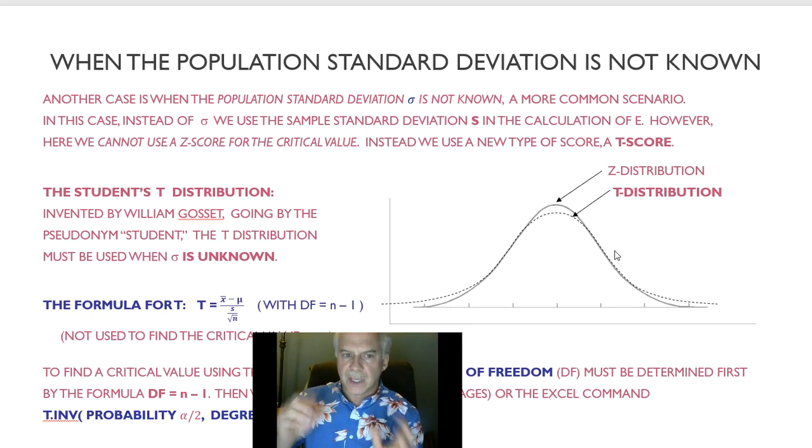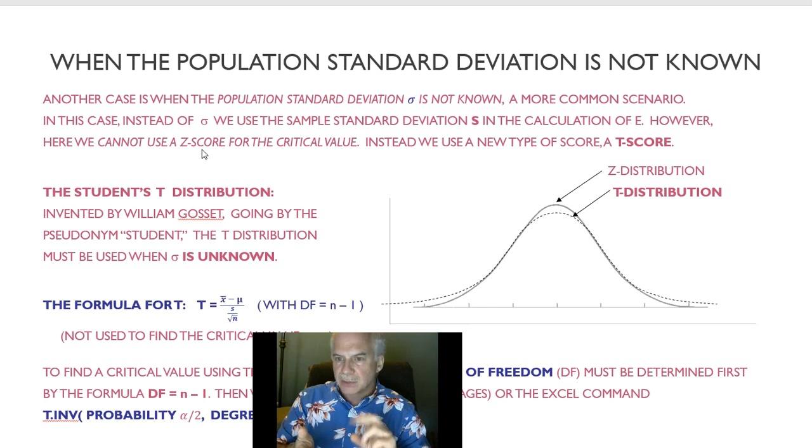All right, so this next situation is when the population standard deviation is not known. And this is a more common scenario. So in this case, instead of sigma, which is your population standard deviation, we're going to use our sample standard deviation, which is S, in the calculation of the margin of error. Now, we can't use a z-score, though, because the whole theory behind things is based on knowing the population standard deviation. So if you're going to use z-scores, that's all based on that.